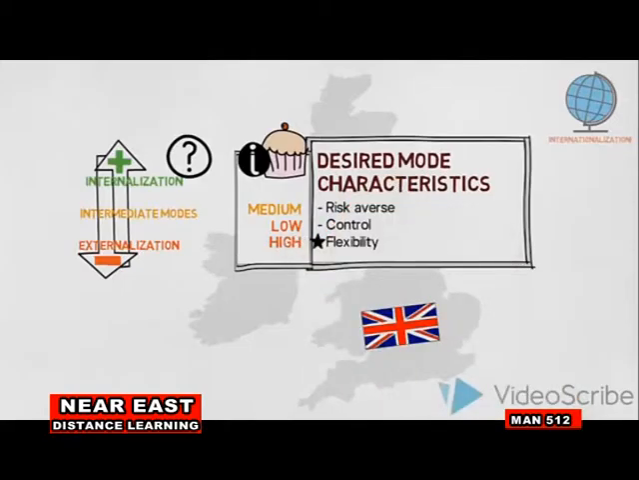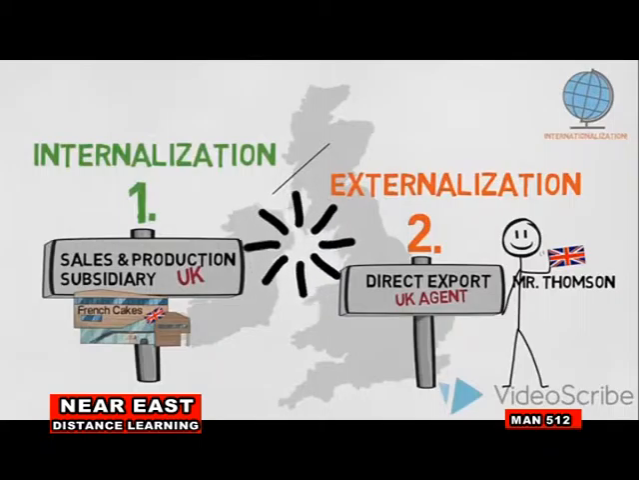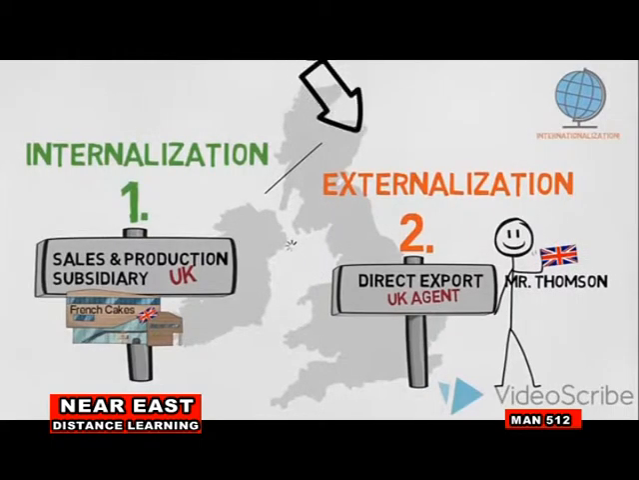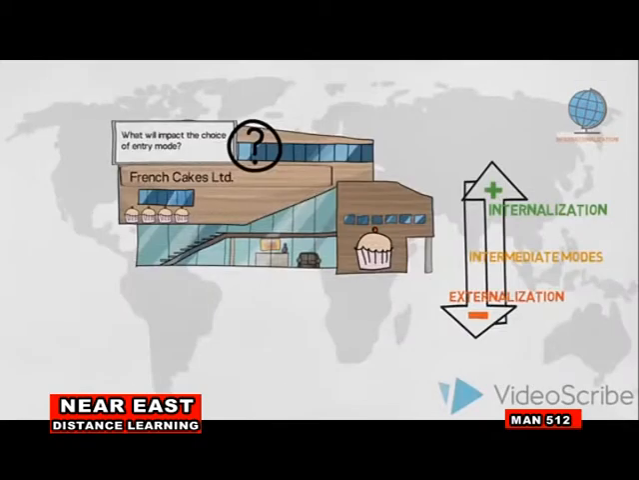Therefore, they are also very keen on a high level of flexibility, so that they are able to pull the plug on their UK adventure should business not prove to be as successful as hoped. An evaluation of these and the other 3 sets of factors indicates a move towards externalization, which supports French Cakes' second option of using a UK agent, a direct export mode.